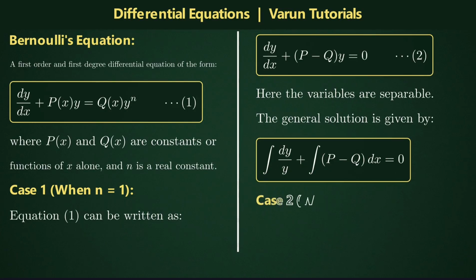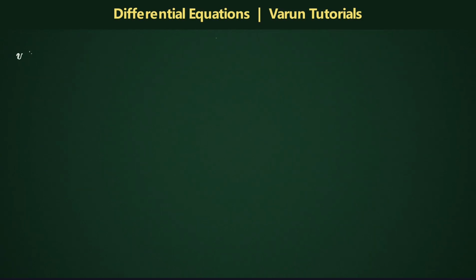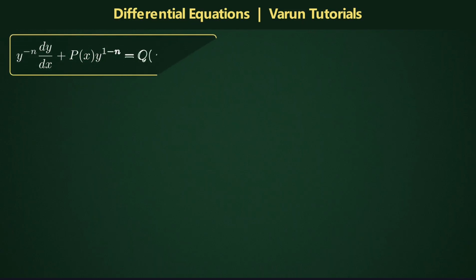Now, let us discuss case 2, when n is not equal to 1. Multiplying equation 1 by y to the power of minus n, we get y to the power of minus n, times dy by dx, plus p of x times y to the power 1 minus n, equals q of x. Let us call this equation 3.